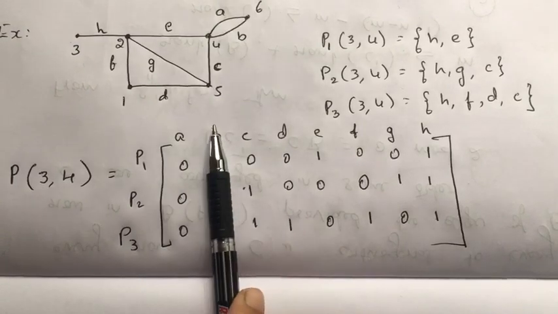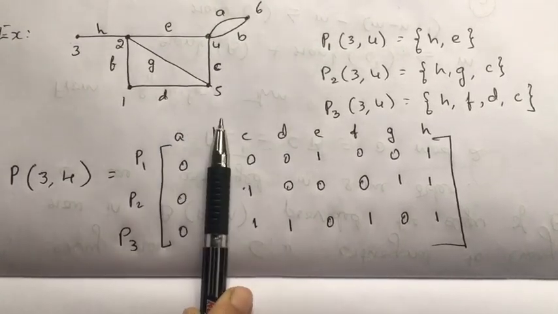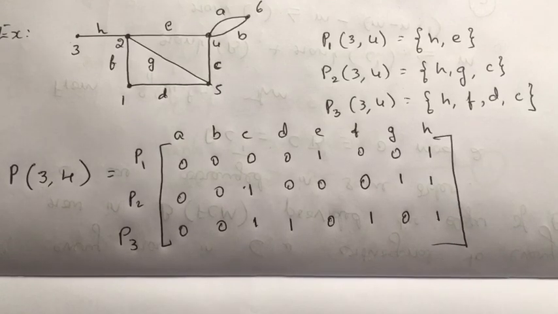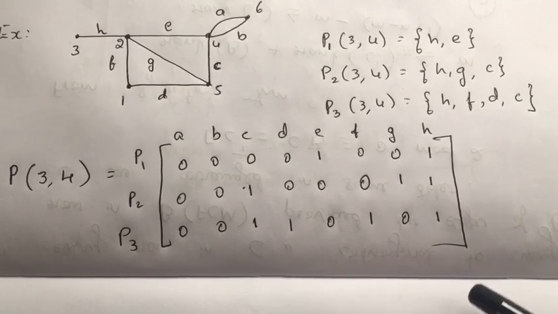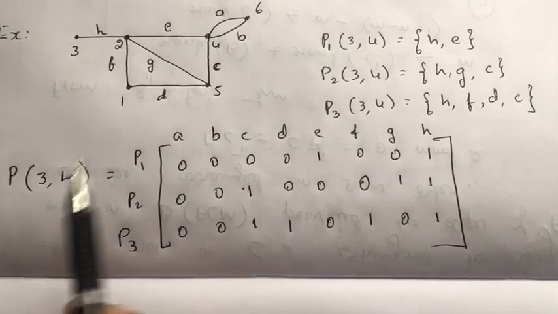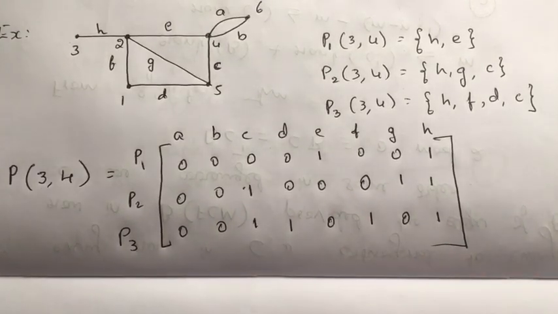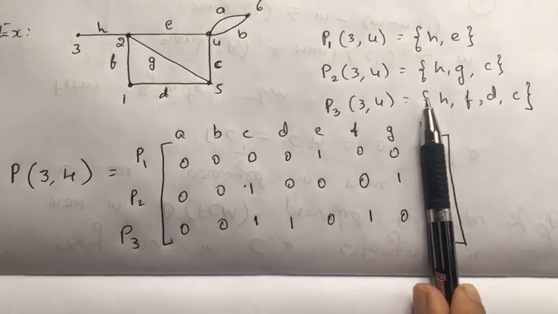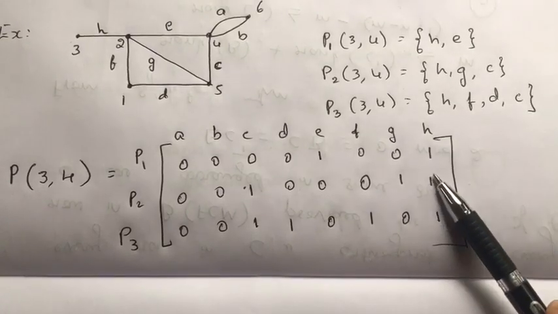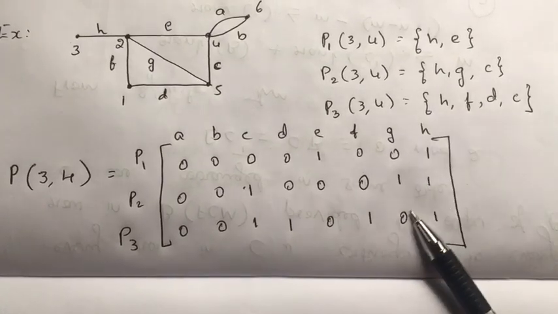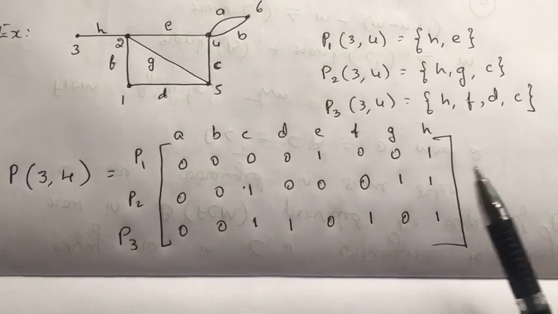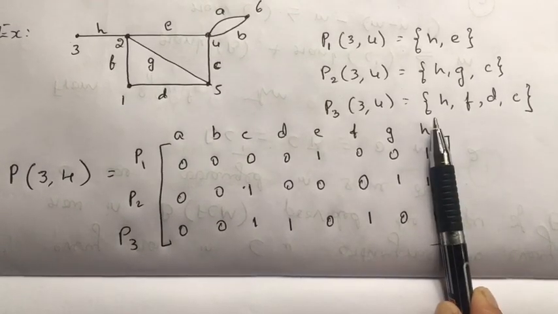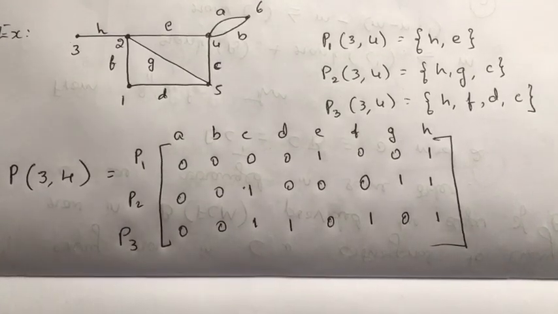If I consider this and this, a column of zeros corresponds to an edge that does not belong to any of the paths between x and y, and a column of ones corresponds to an edge that lies in every path between the vertices x and y. Here this edge h contains all the entries equal to 1. A column of ones corresponds to an edge that lies in every path between the vertices x and y.